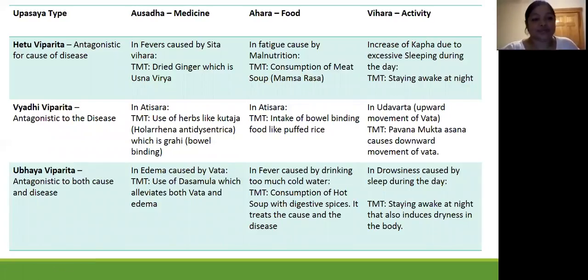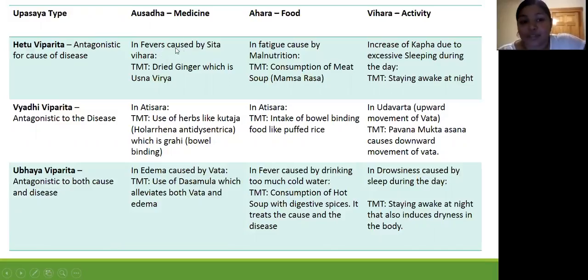So the first one, hetu viparita, which means it balances off. This description here is according to what is described in the Samanya Vishesha Siddhanta, the opposites balance off and the similarities increase. Okay, so for instance, if you have a medicine that helps to negate the cause or the hetu for the disease, that is known as upashaya.